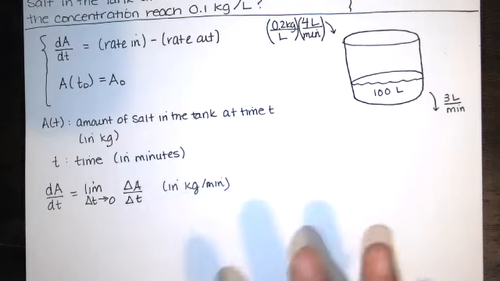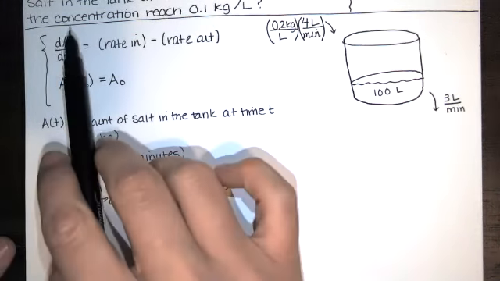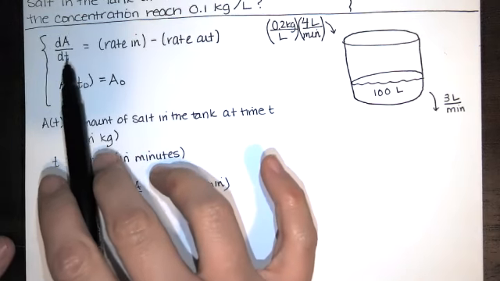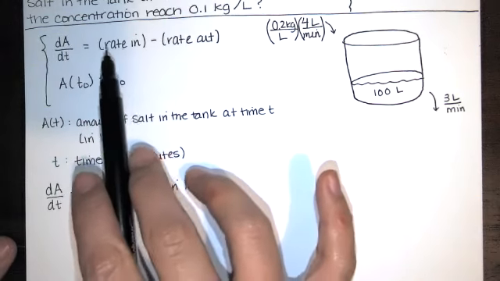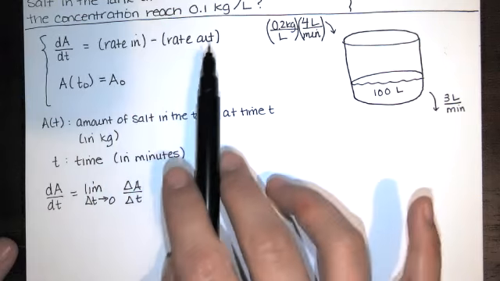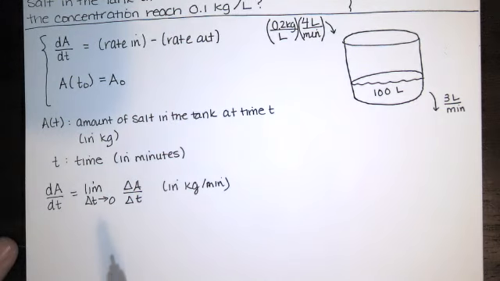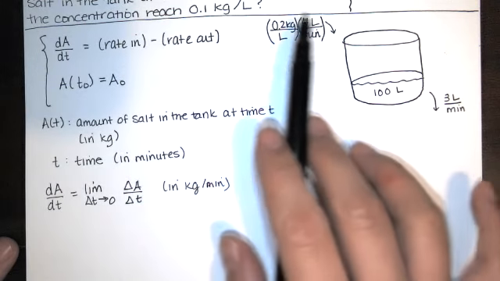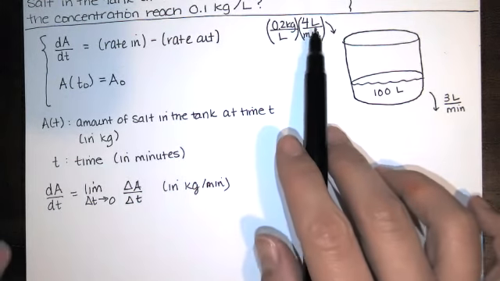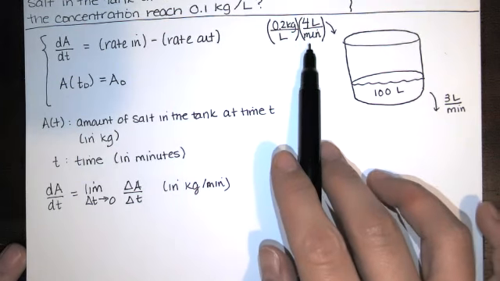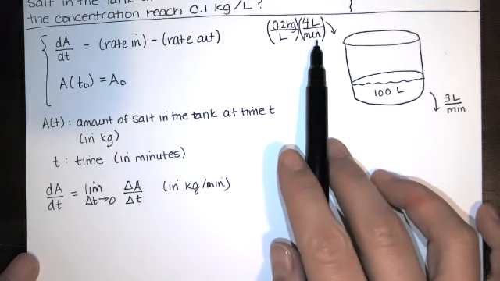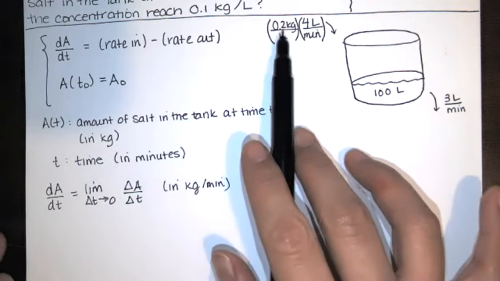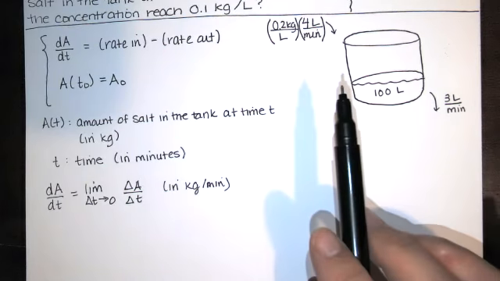And everything has to be dimensionally consistent. So when you look at this rate over here, this is kilograms per minute. So we need a rate in kilograms per minute, and we need a rate out in kilograms per minute. Actually, the rate in is pretty simple. It's right here. We know that we've got 4 liters of solution entering the tank every minute. And we know that there are 0.2 kilograms of salt in every liter.